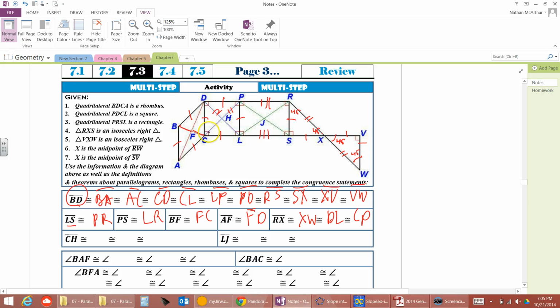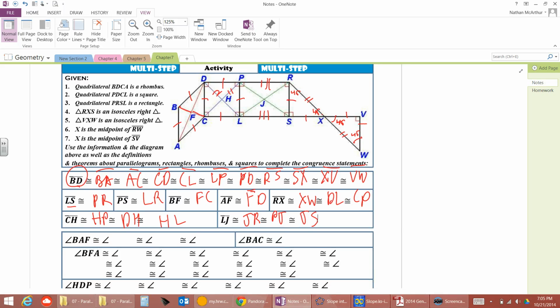CH appears to be this halfway point. CH, so that's equal to the other halfway point, which is HP, and also DH, which is this piece over here, and also HL. Same here with this LJ, gives us JR right here. They're halves of the diagonal. And then we say that's also congruent to PJ and JS. Well, that's kind of cool. That's all your congruences. Now we get into angles.